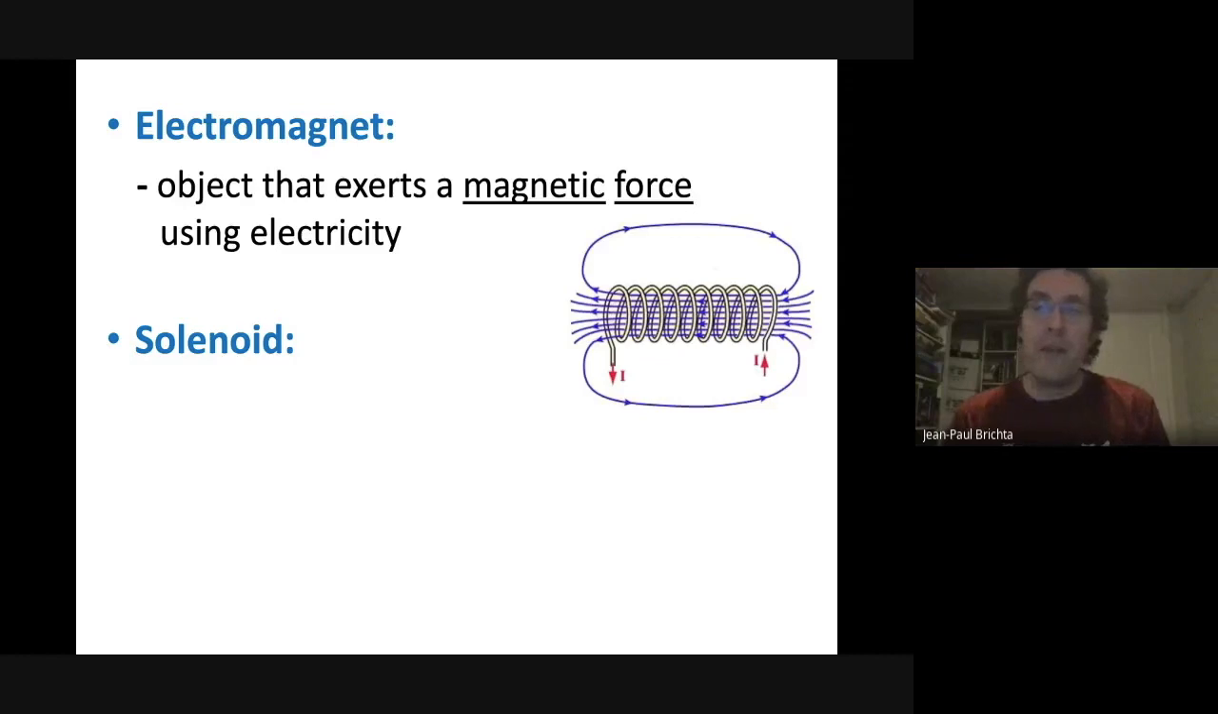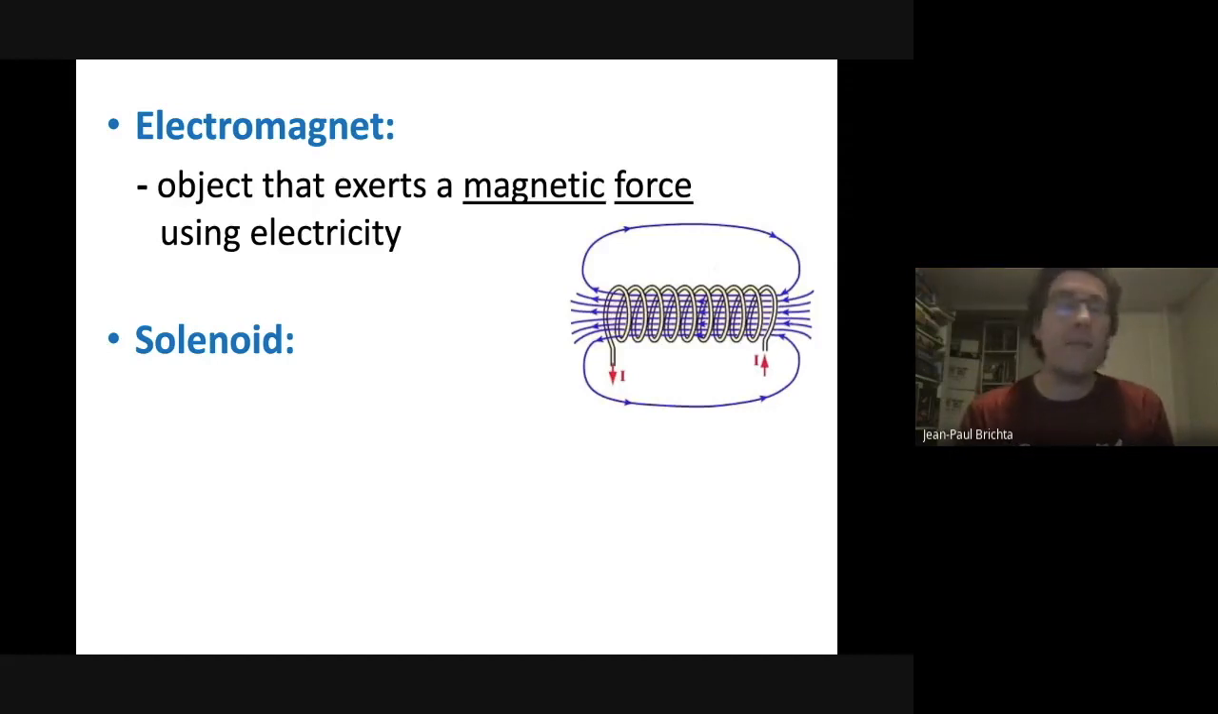If you look very carefully at it, you'll see that most of the field lines are actually down the center of the core. They're down the center of the coil. And so that means that the magnetic field is very strong there. But outside of the coil, there are very few lines. In fact, the way it's drawn here, there's only one on either side. And so that means that the magnetic field is very weak outside of the coil.